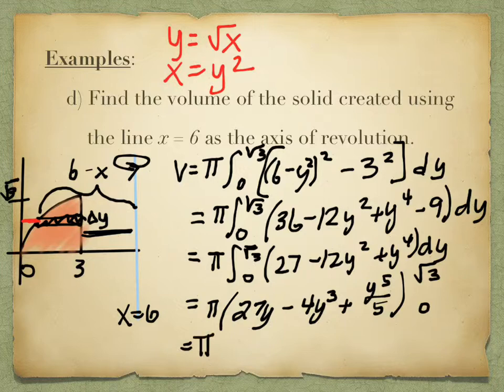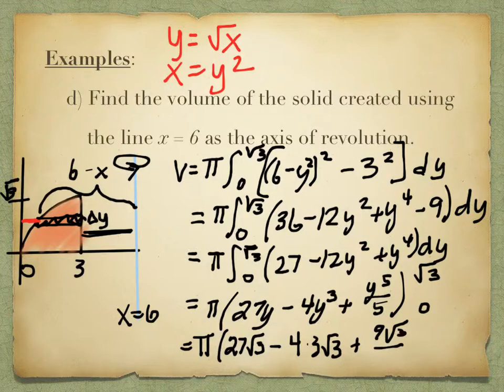Okay, so we have pi. I have 27 times square root 3 minus 4. What is square root of 3 cubed? We did this just a minute ago. What happens when we do square root of 3 and then we cube it? It's 3 square roots of 3, right? And then what did we get when we did square root of 3 to the 5th? Cameron, you want to do that in your head? Square root of 3 to the 5th. That's it, Emily. Good job. 9 square root of 3 and then over 5, right, Emily? Yeah.